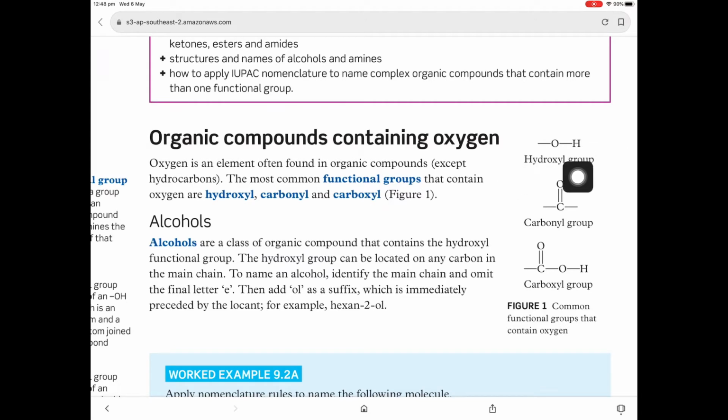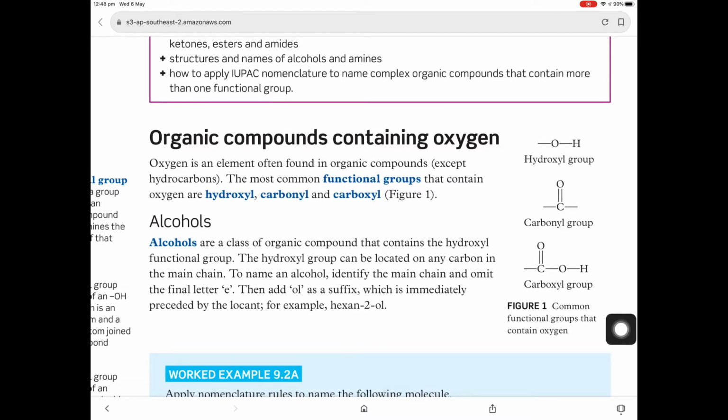The hydroxyl group is found in alcohols. This hydroxyl group can be located on any carbon in the main chain, and to name alcohols, it's pretty simple. You just replace the final letter e with ol. For example, instead of hexane, you might have hexan-2-ol. 2 because the hydroxyl group would be attached to the second carbon in this molecule.